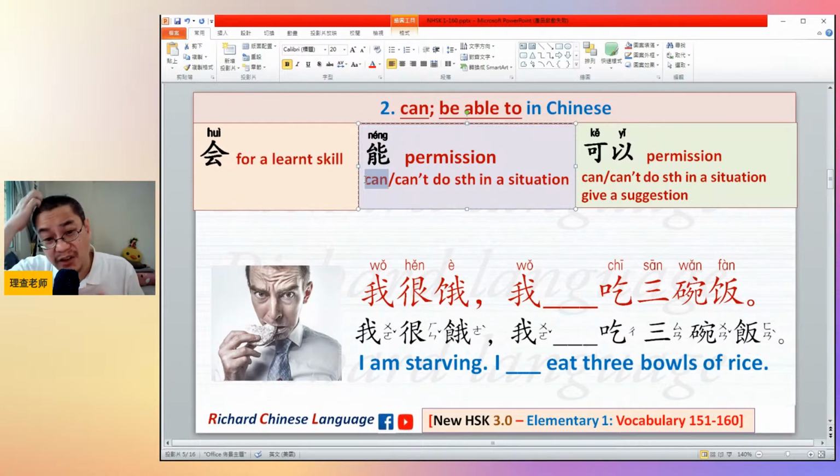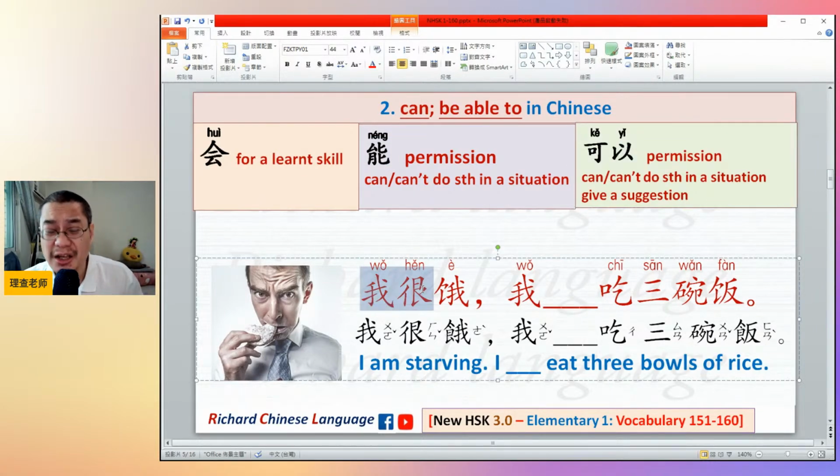So, eating is not a kind of learned skill. Of course, you can eat. You don't need to learn, right? You know how to eat, right? But that's the situation. The situation is, the fact is, you're starving. So we use 能 in this case. Can we use 可以? Of course.